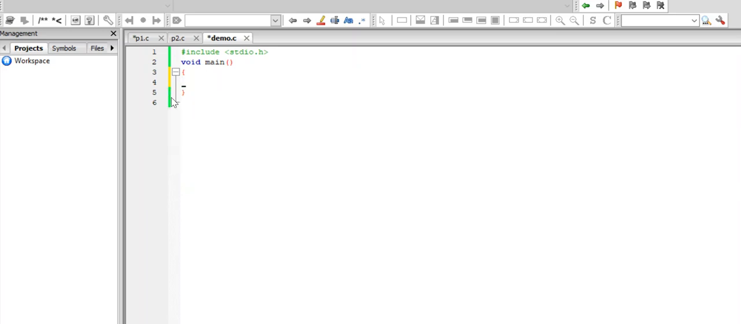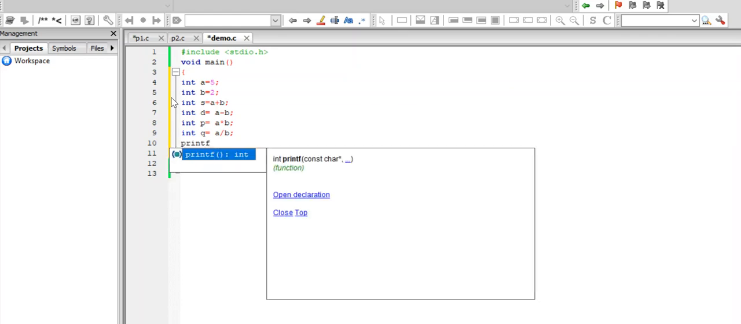So we can assume something. For example, int a equals 5, int b equals 2, int s equals a plus b, int d equals a minus b, int p equals a asterisk b, int q equals a forward slash b, which is a by b or a divided by b.